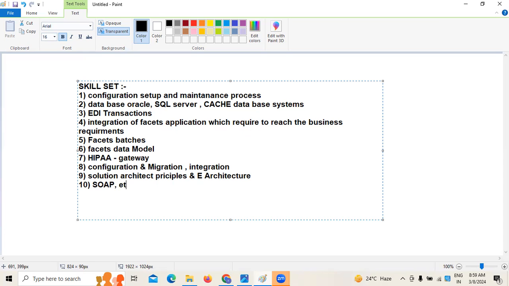When it comes to the migration part, as we know, the ETL process is required, because of how to extract, transform, and load the data. So that part is required. So EDI transactions and all, everything is needed.